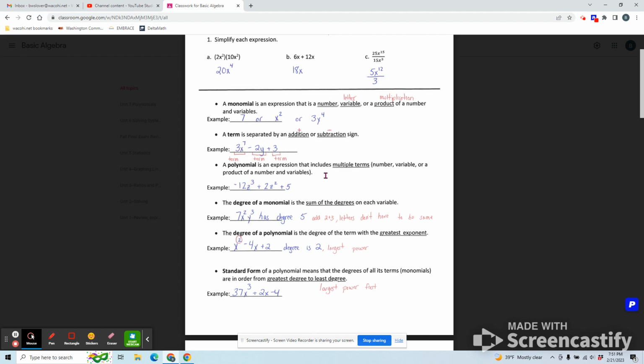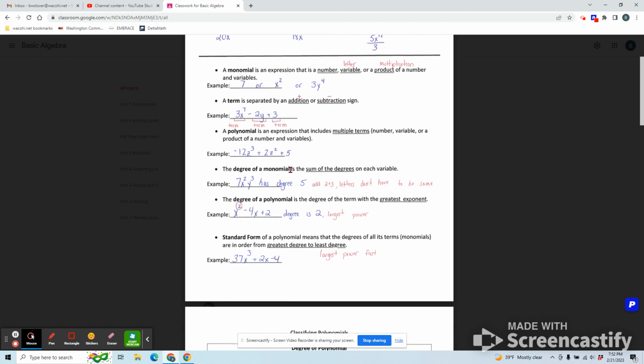A polynomial is an expression that includes multiple terms. So an example, negative 12z cubed plus 2z squared plus 5. You could have as many as 10 different terms if you wanted to. But for purposes of this class, we're not going to get that large. Our terms are going to be a lot smaller.